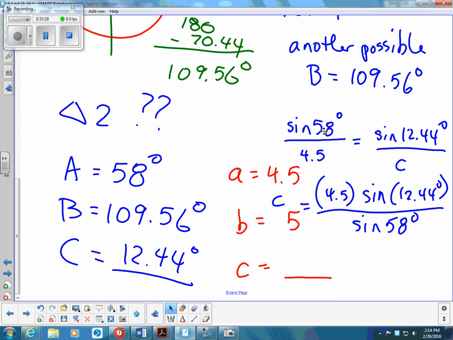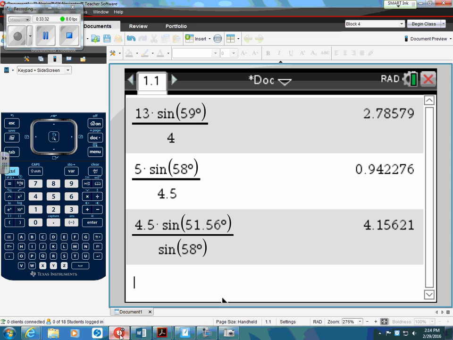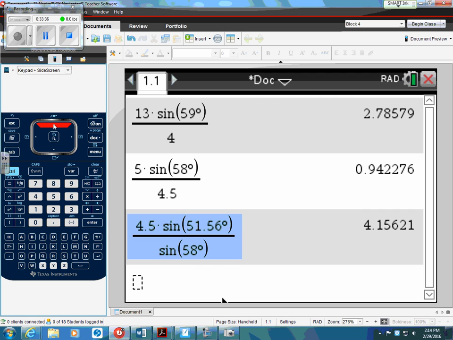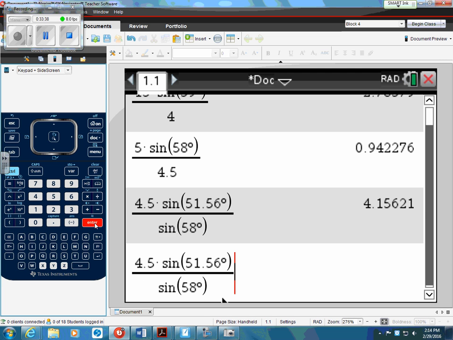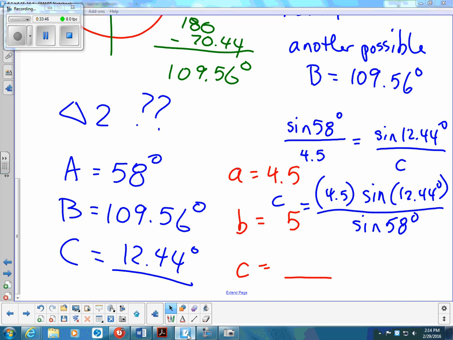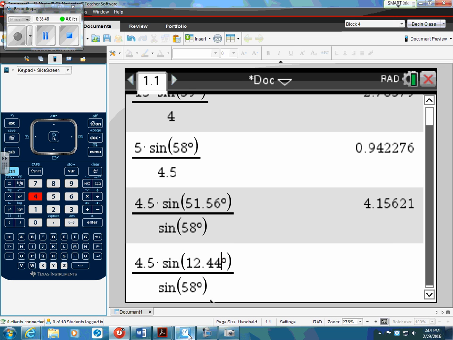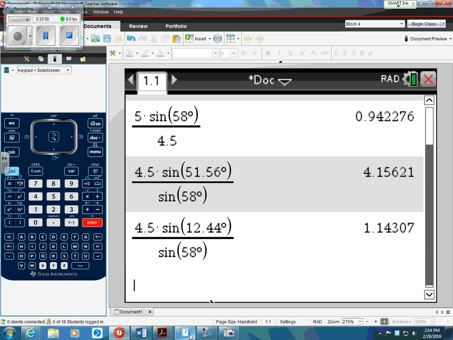So 4.5, 12.44. I think what I can do is not retype all of this. I can just go up, pop this up, push enter to pop it back down here, and then I can just edit this, right? Because I need this to be 12.44. Everybody see how I did that? All right, I'm getting 1.143. Do people agree with this?